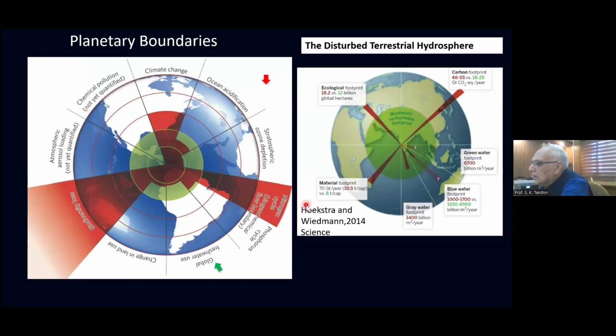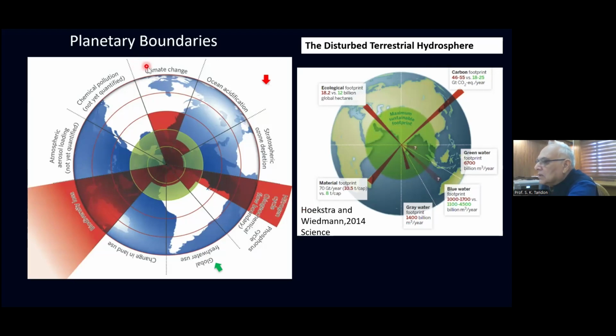Now, that means there is dramatic land use change which has taken place. And once the land use change takes place, then you are impacting the water resources and disturbing the terrestrial hydrosphere, essentially. Now, the moment we talk in terms of the disturbance of the terrestrial hydrosphere, I also want to introduce the idea of planetary boundaries.